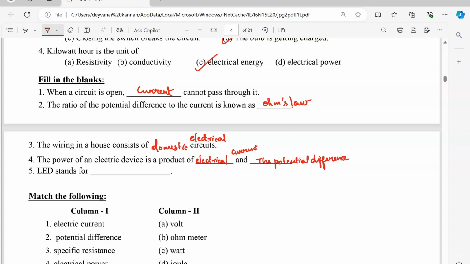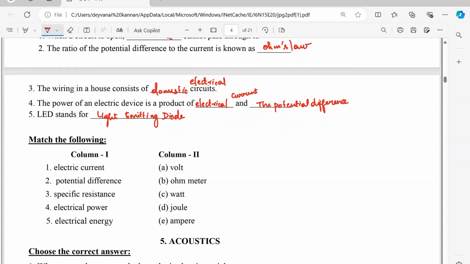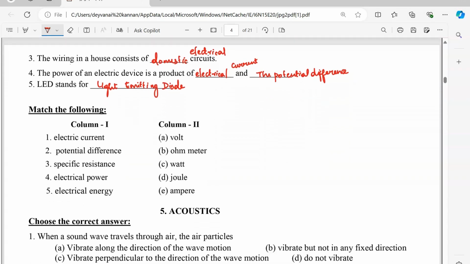LED stands for light emitting diode. Match the following: electric current, ampere; potential difference, volt; specific resistance, ohm meter; electric power, watt; electrical energy, joule.